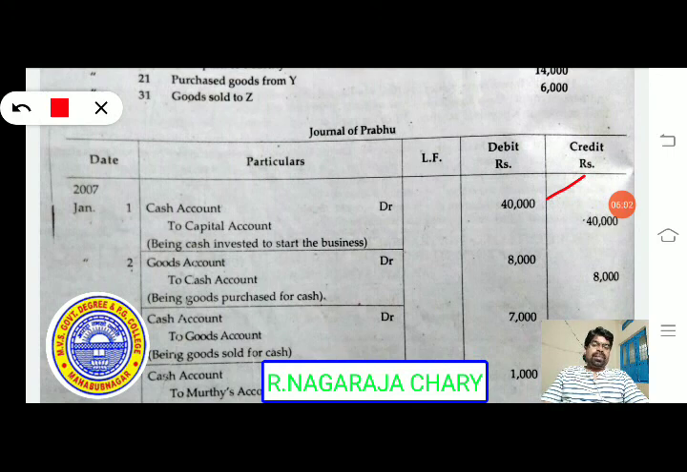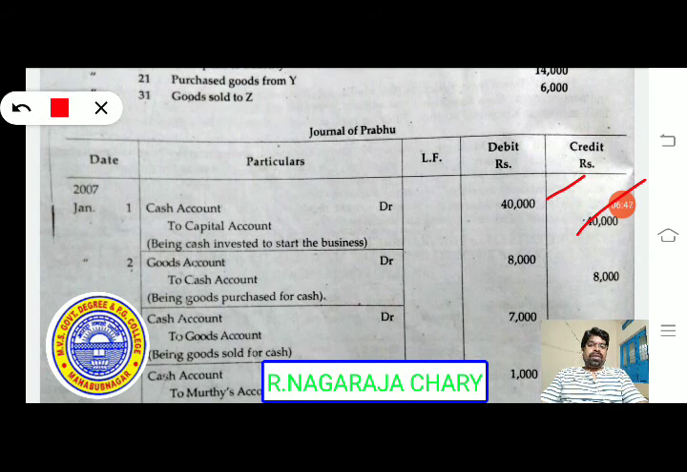At the same time the person Prabhu is giving benefit to the firm. Debit the receiver, credit the giver. That is why, the person giving capital to the firm, we have to credit capital. So 40,000 is to be credited. Giving aspect and receiving aspect, both the aspects are equal in this transaction. Whatever the amount is provided by Prabhu, whatever the amount is received by the firm, both are equal.